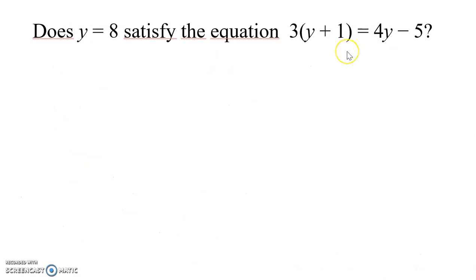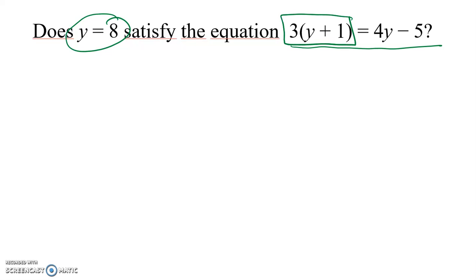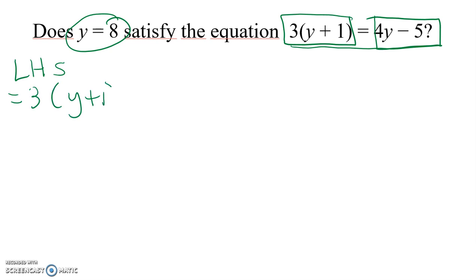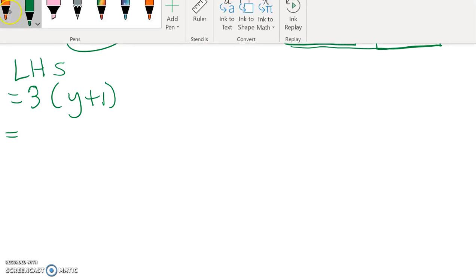Let's have a look at another example, a little bit more of a complex equation. Does y equals 8 satisfy this equation? So once again, I have a left-hand side and I have a right-hand side, and I'm going to substitute y equals 8 into both sides of the equation. I always start with the actual side of the equation. Don't do your substitution until you've written down the actual side of the equation.